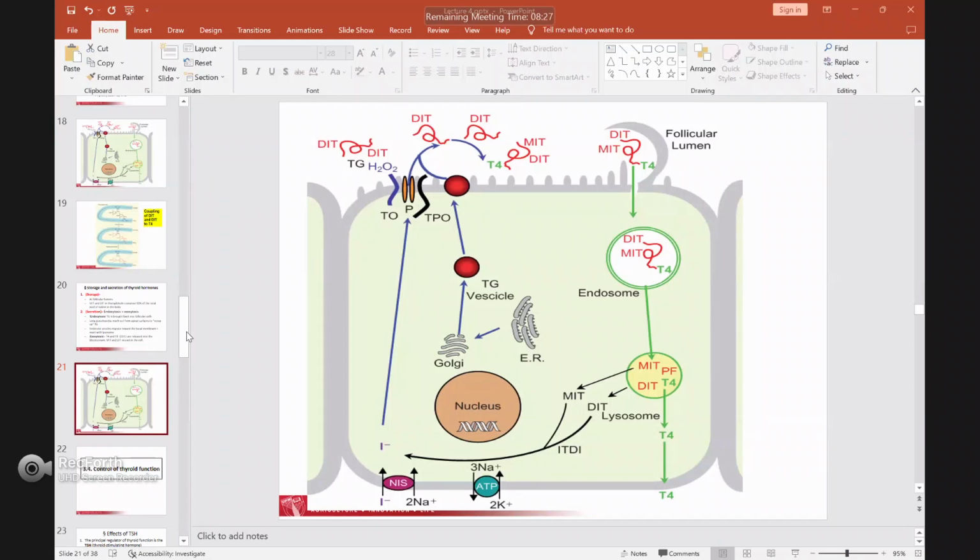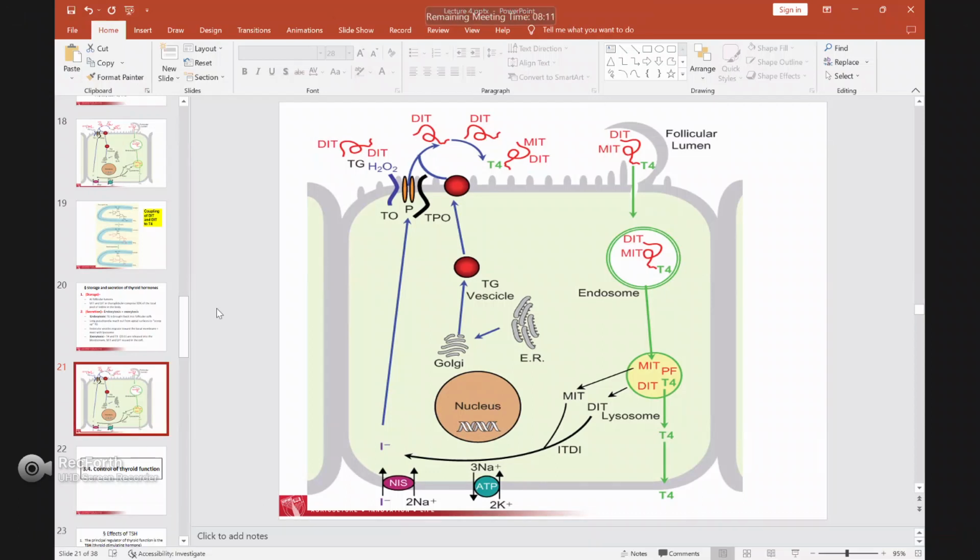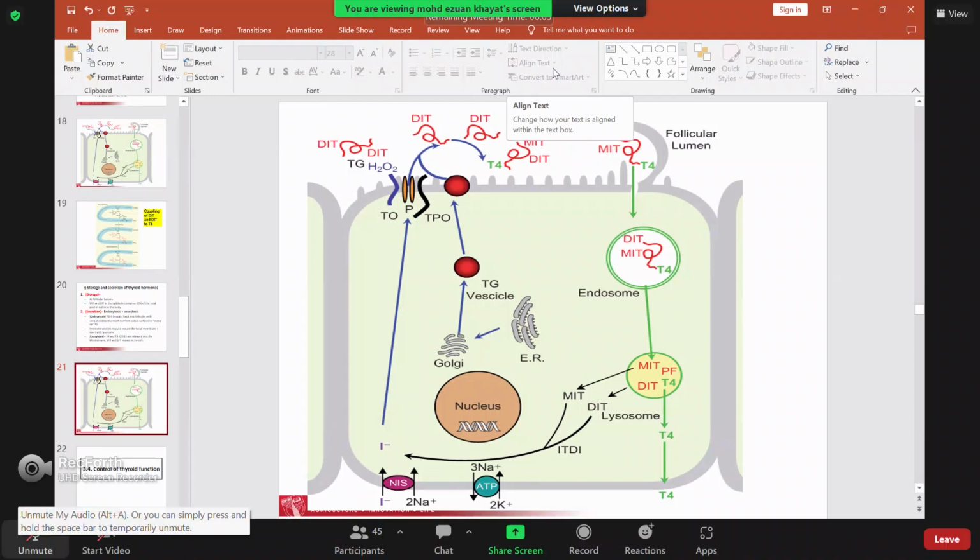So far, do you have any questions? I'm not sure why Zoom gave me a reminder that I only have about 8 minutes remaining before Zoom cuts off. So we have another 8 minutes before Zoom will shut off automatically. If you have any questions, please ask. Yes.